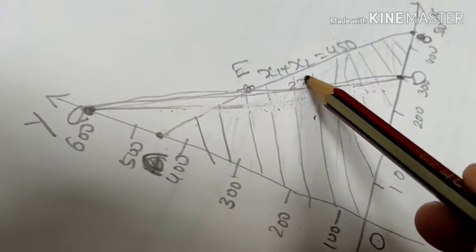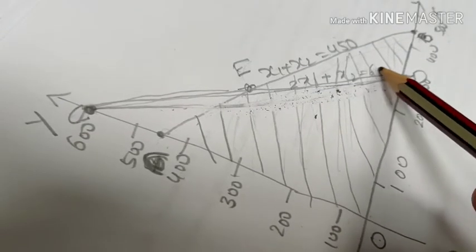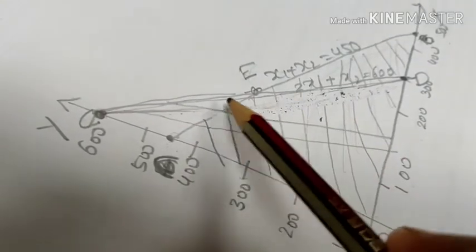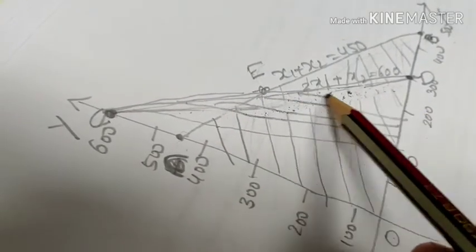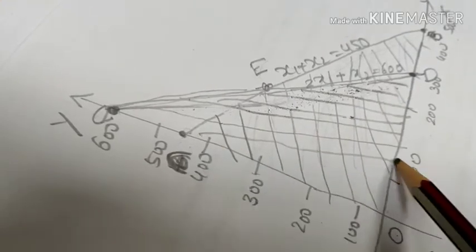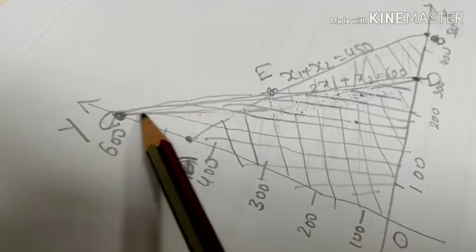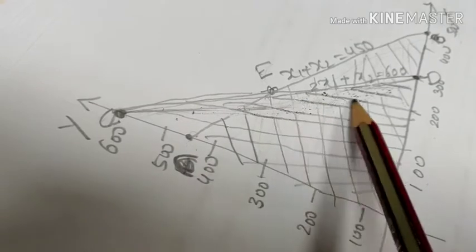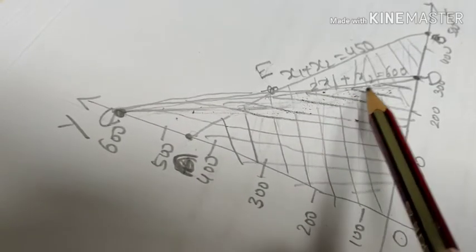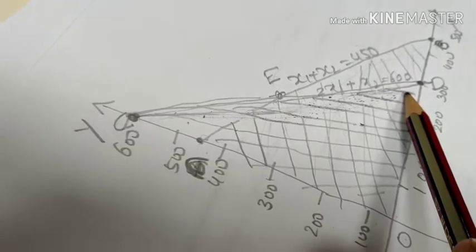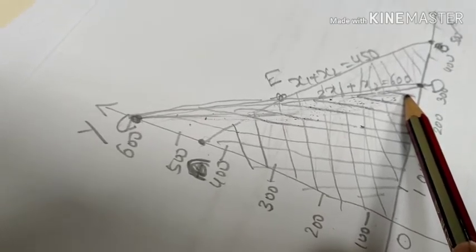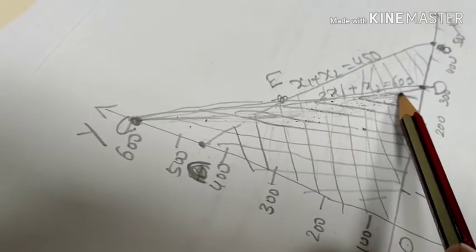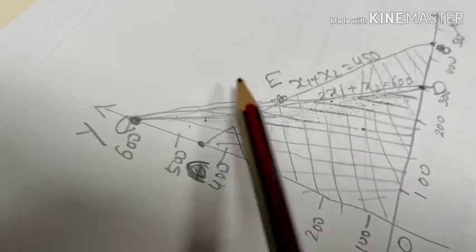So what is this line? 2x1 plus x2 equal to 600. Now with vertical lines you just represent the area, cover this region. So any point lying on or below this line satisfies the constraint 2x1 plus x2 less than or equal to 600. Anyway, the third constraint is x1, x2 greater than or equal to 0.